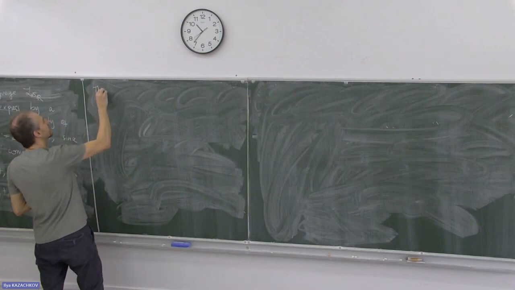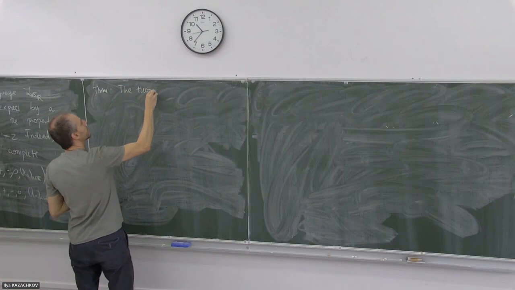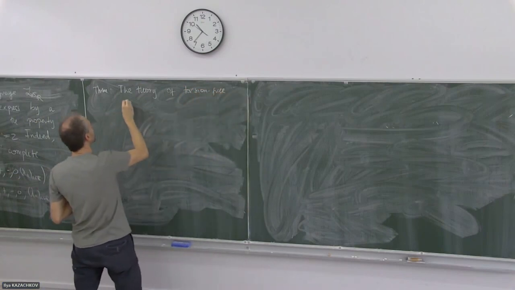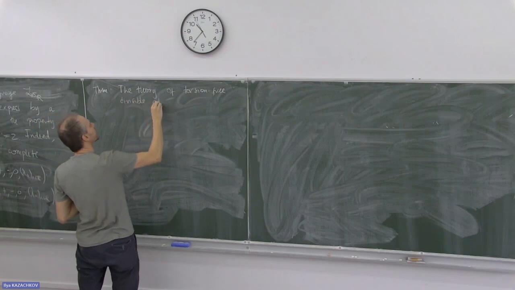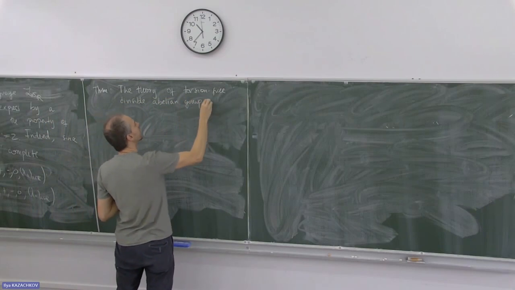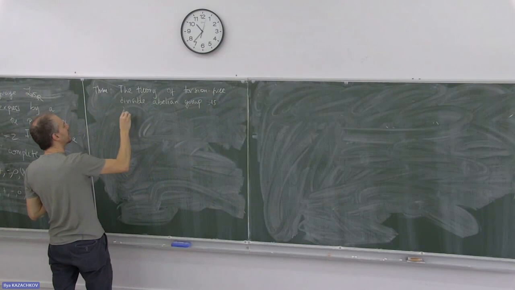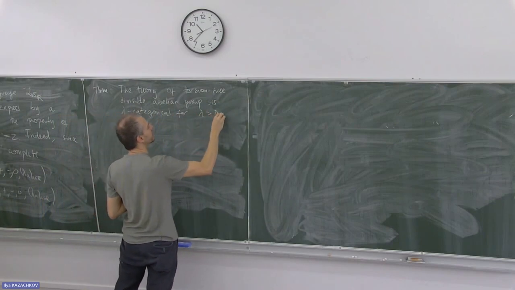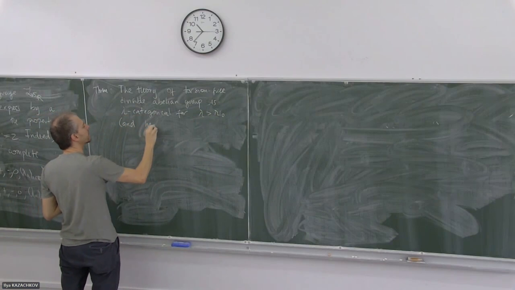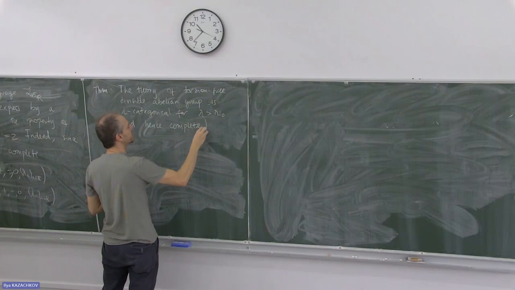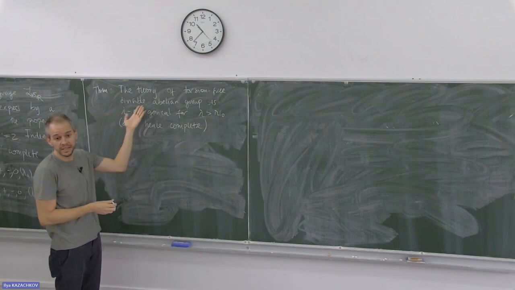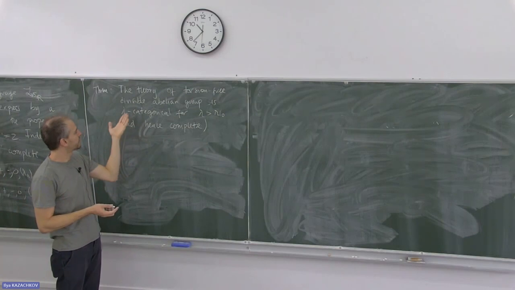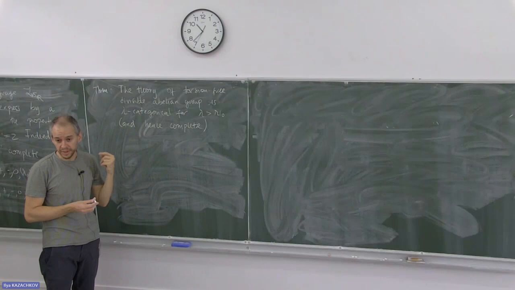So theorem: the theory of torsion-free divisible abelian groups is actually lambda categorical for every lambda bigger than aleph zero, and hence complete, right? Because Vaught's criterion says that we know that this theory only has infinite models because it's torsion-free, so any torsion-free group has to be infinite. So by Vaught's criterion, if we show that it's lambda categorical for some lambda, then we know already it is complete, right?